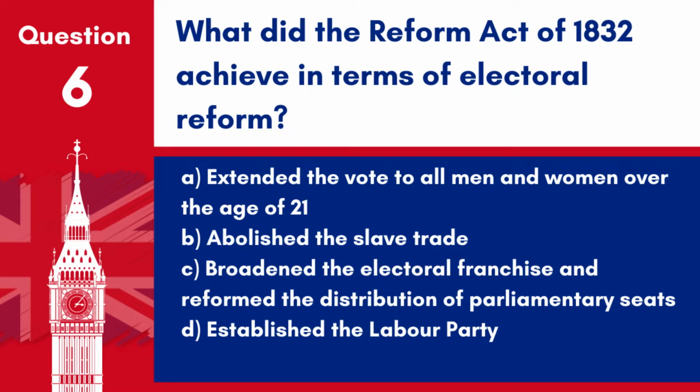A. Extended the vote to all men and women over the age of 21. B. Abolished the slave trade. C. Broadened the electoral franchise and reformed the distribution of parliamentary seats. D. Established the Labour Party. Answer. C. Broadened the electoral franchise and reformed the distribution of parliamentary seats.